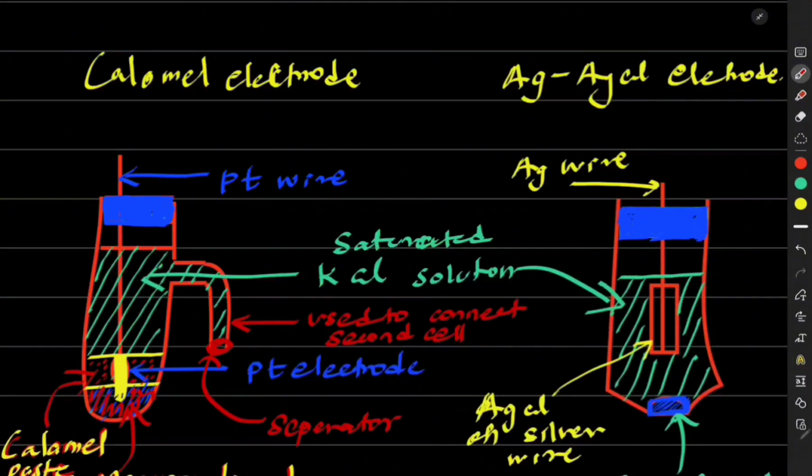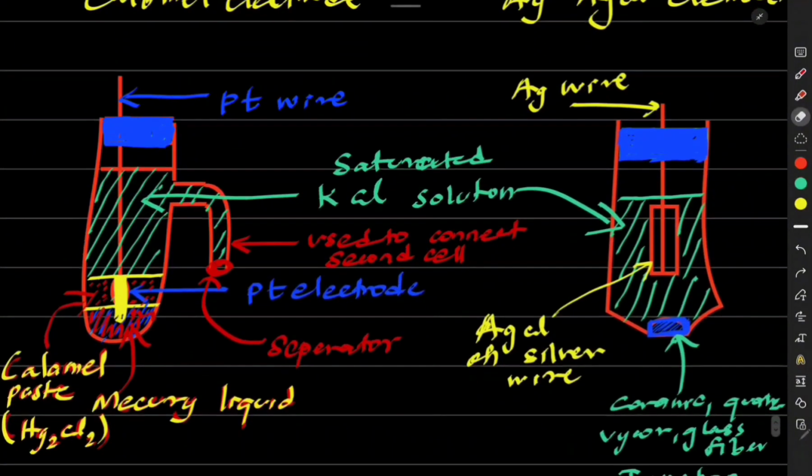Here we use Pt wire. And here we use Ag wire. The solutions are the same, saturated KCl solution. And here we use Pt electrode, and here we use AgCl on silver wire, used as the electrode. Here we use a separator. Here we have a junction, and there is a calomel paste here.